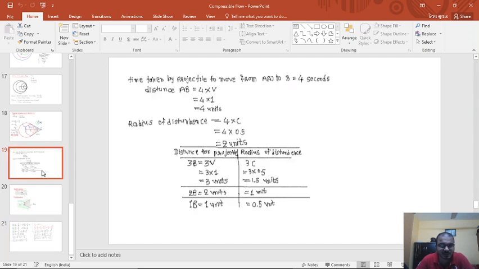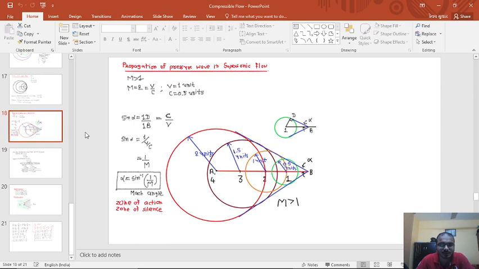So in our previous lecture, we studied the propagation of pressure waves in supersonic flow, where we observed a Mach cone like this, in which there are two zones of compressible flow. First is the zone of action, that is, the effects of disturbances are observed inside this Mach cone, and another is the zone of silence, that is, outside this Mach cone there is no effect of disturbance.